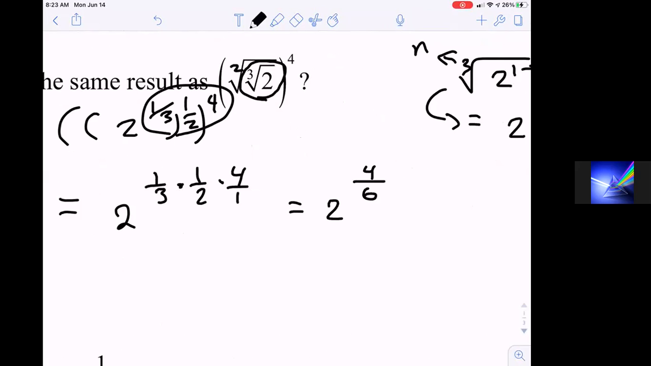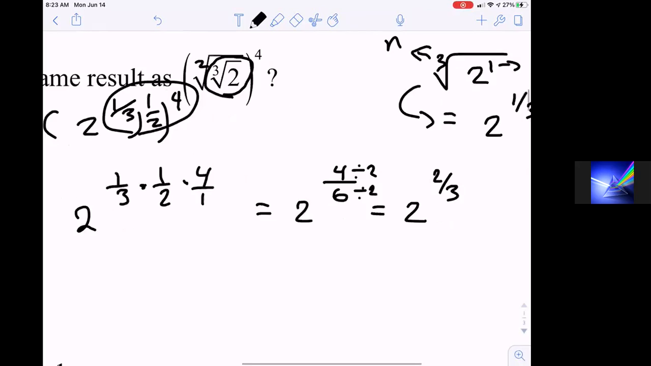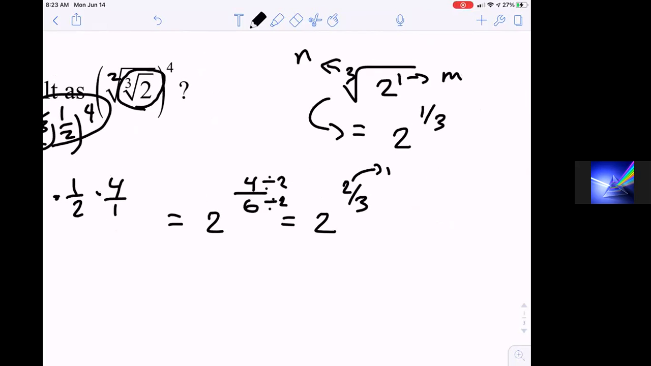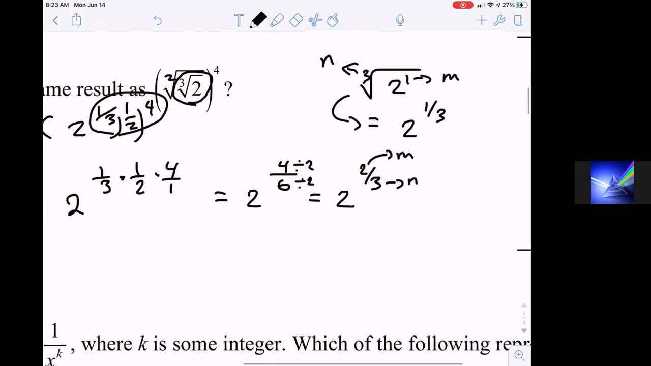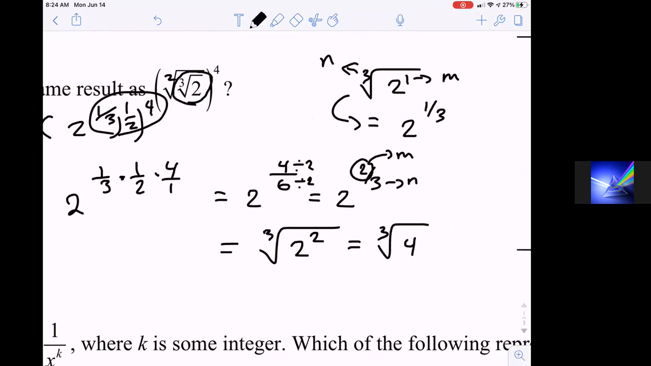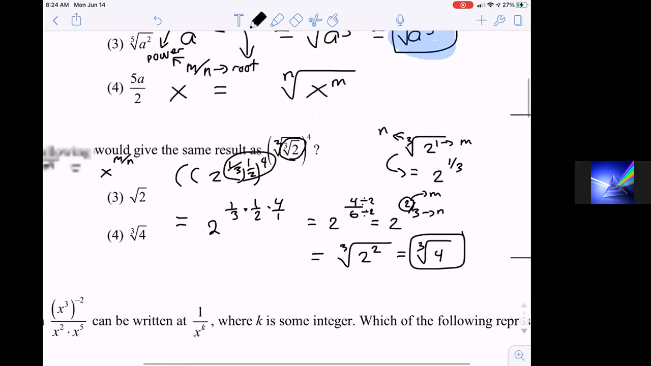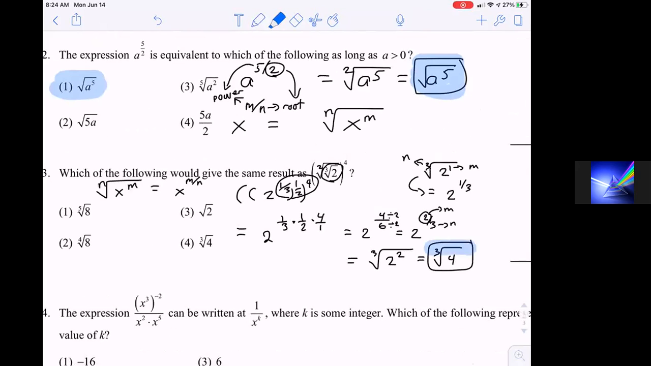Now that can be reduced to lower terms. 2 goes in each one, so 2 to the 2/3. Now recall, m is the power, which is the numerator, n is the root, which is the denominator. So you should be able to rewrite this as the cube root of 2 to the second power, which is the cube root of 2 squared, or 4. Okay, so that was kind of a tough one, but you can arrive at the solution by really breaking everything down into their fractional exponents.